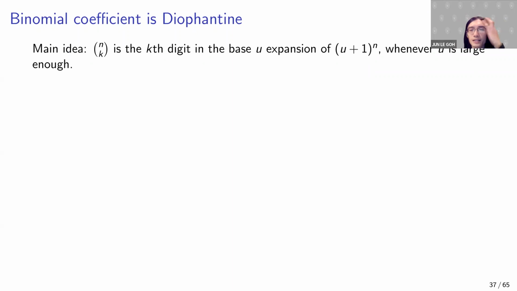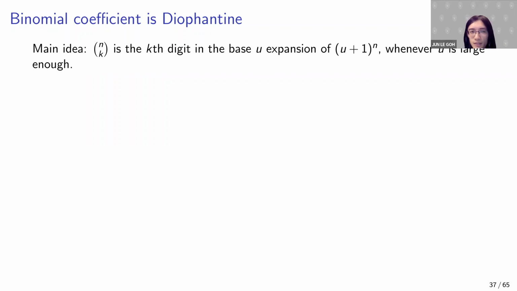The basic idea is, we already know how to define the exponential function, so we're going to use that to define the binomial coefficient. The main point is that if you take the exponential, u plus 1, where u is some integer, if you take u plus 1 to the n, and you look at the base u expansion of that, then the binomial coefficients are going to appear as digits whenever u is large enough relative to n.